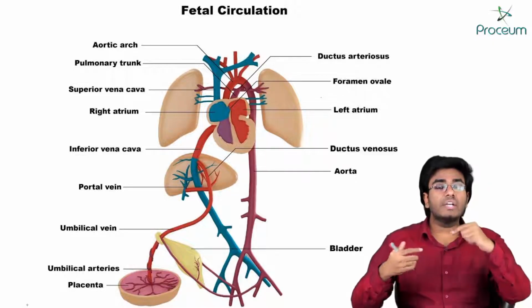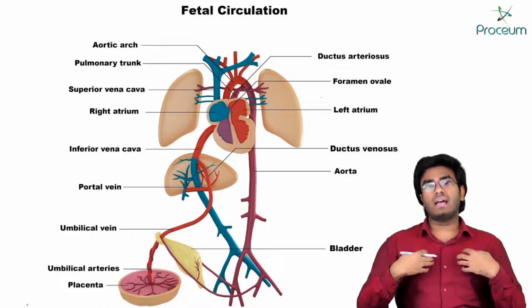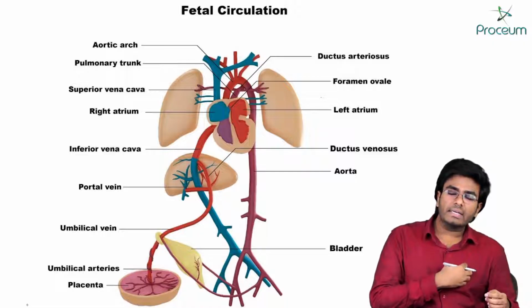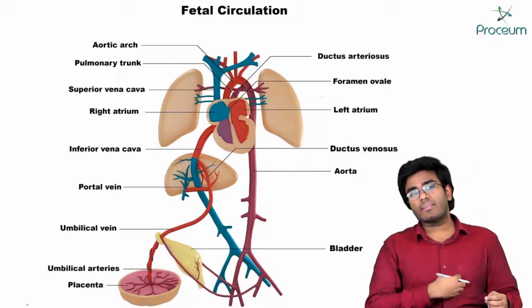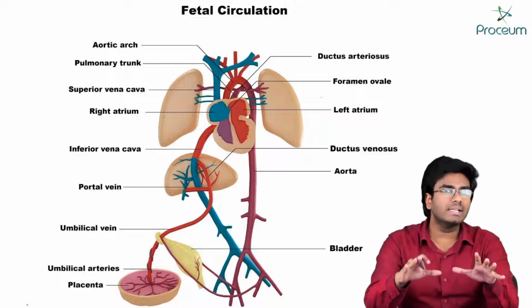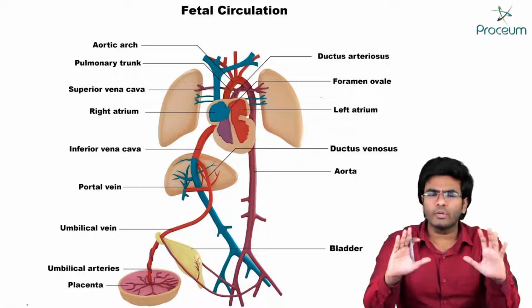In the lungs, the deoxygenated blood gets oxygenated, and the oxygenated blood from the lungs will come to the left atria. From the left atria, the blood will go into the left ventricle. From there it will go into the aorta. From the aorta, the oxygenated blood will be distributed throughout the whole body. This is something normal, we know it.